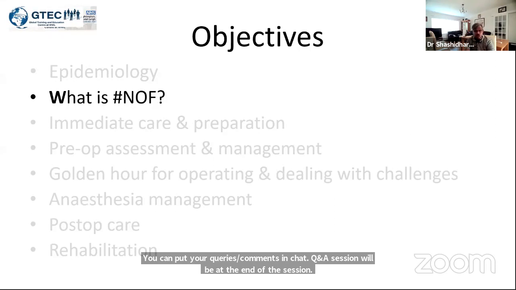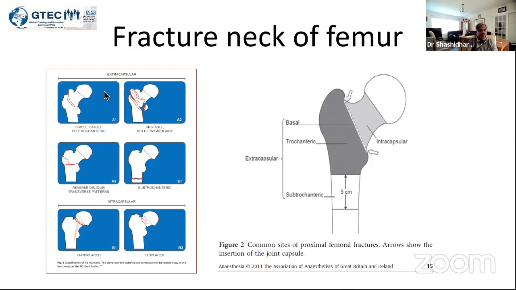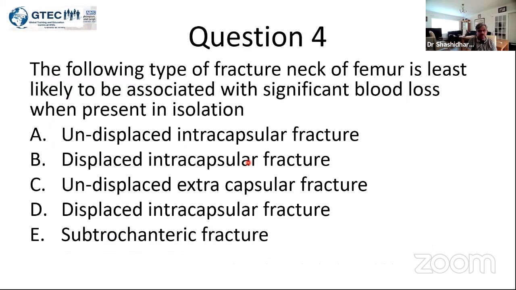So let's just move on a little bit further in terms of what is fracture neck femur. So fracture neck femur, there are various different varieties. The main important thing to remember is intracapsular and extracapsular fracture. In extracapsular fracture, there are various different types: basal, trochanteric, subtrochanteric. In fact, if you can look at these, we'll come back to this again after it's another question for you, because this is important in terms of managing this patient.